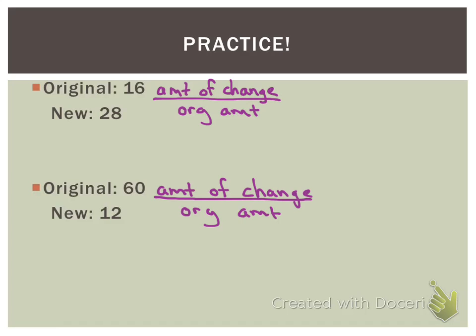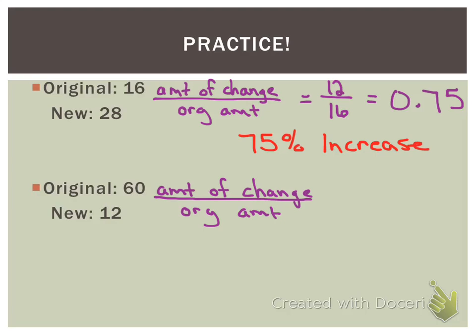All right, so someone raise your hand and tell me, what is the first fraction that you have? You have original of 16, new of 28. What's the fraction when you plug it in the formula, Alicia? 12/16. Okay, very good. 12 over 16, because 12 is the change between 16 and 28, and 16 is the original. So what's 12 divided by 16, class? 0.75. Very good, 0.75. But is that my answer? No. What's my answer? 75% increase. Increase or decrease? Increase. Very good. The entire thing is your answer, 75% increase.